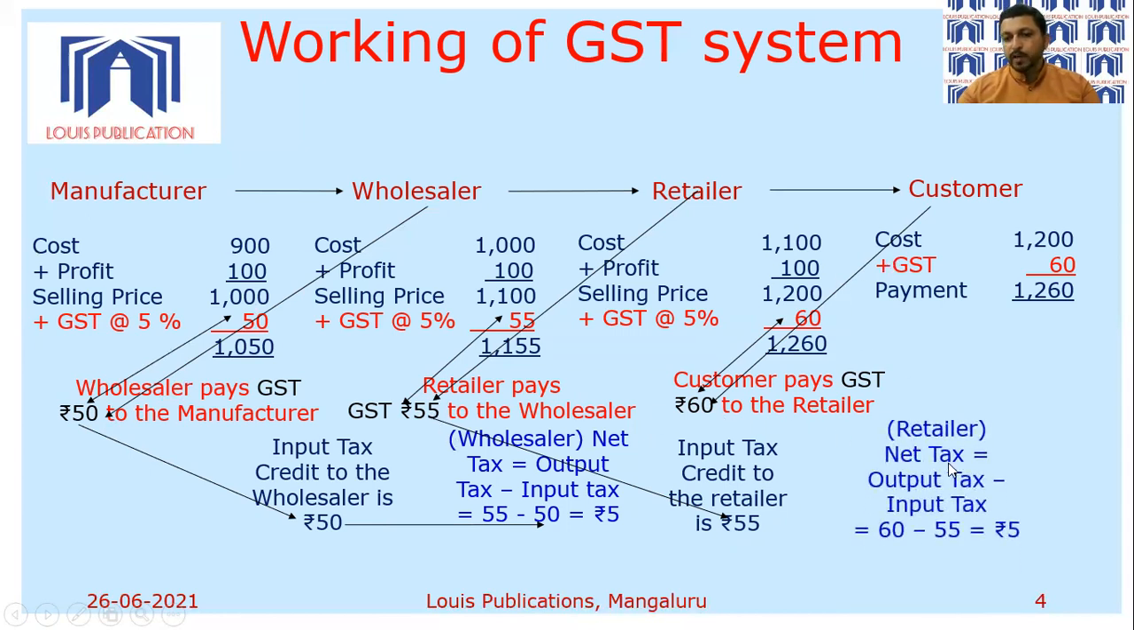So from the retailer's point of view, net tax amount is equal to output tax, which is 60 rupees, which is right here, and 55 rupees, which he has already paid to the wholesaler. This is collected from the customer. So the retailer is called upon to pay 5 rupees to the government.